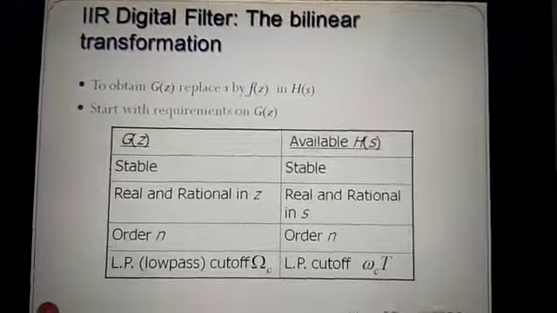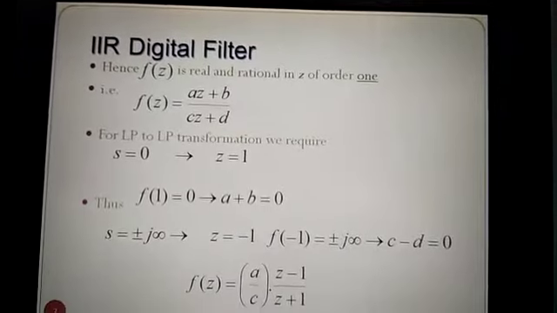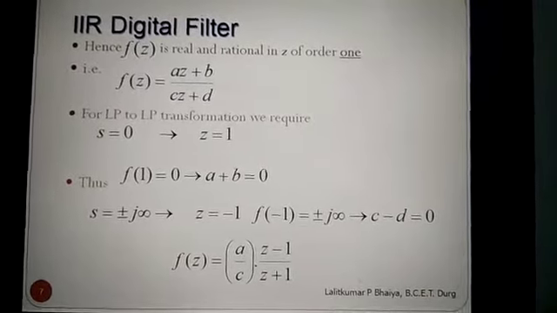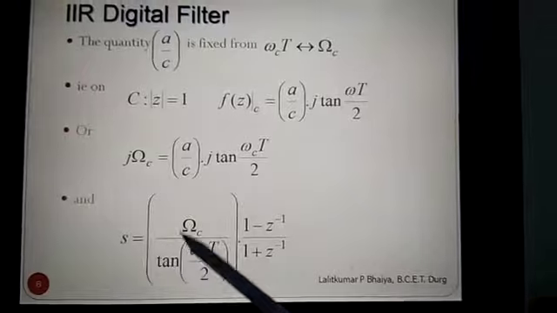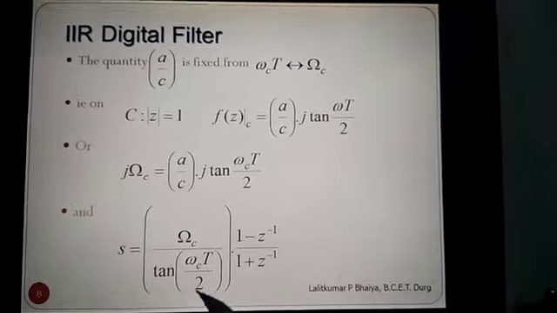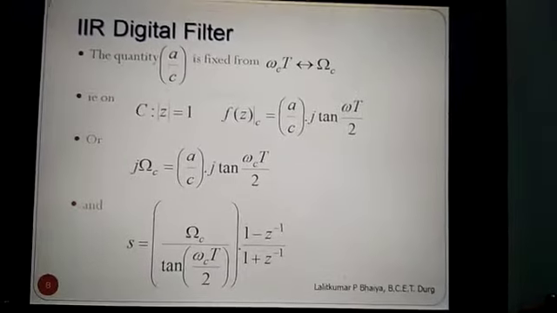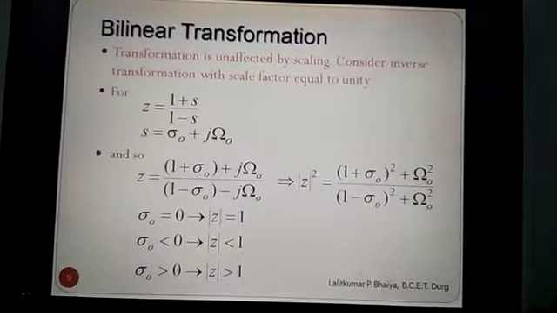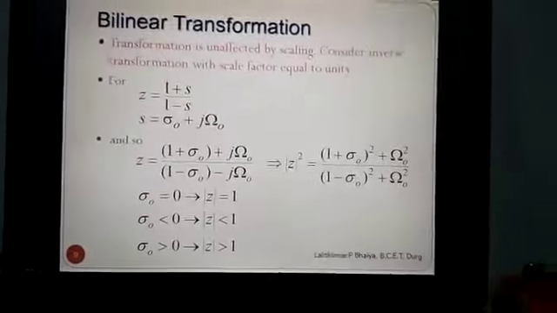This is the transformation with respect to the BLT, that is the bilinear transformation technique. These are the functions shown here, and we can follow the particular procedure. This is the transformation function with respect to the bilinear. S is equal to omega c upon tan of omega c T by 2, into 1 minus z inverse upon 1 plus z inverse. This is the formula for the bilinear transformation from analog to digital filter. This is the mapping from the S plane to the Z plane.